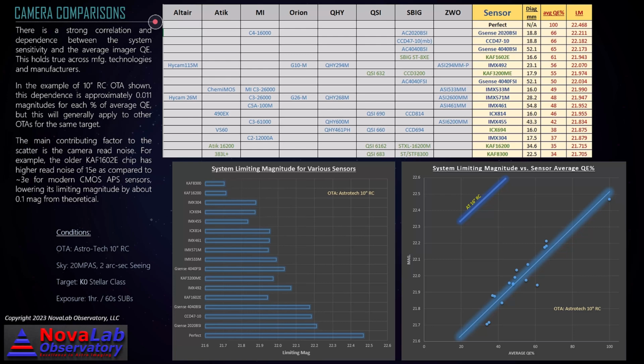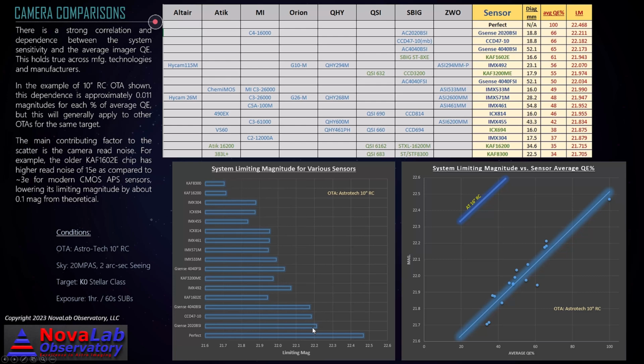So if you look at the bar chart of all these sensors, you can actually see where the perfect is. You can see your GSENSE over here at 22 magnitudes. And this is, of course, for the Astro-Tech 10-inch RC OTA. Not ideal, this is the actual real OTA. So you will see 22 over here, and the KAF 8300 is 21.7. So basically half a magnitude difference in limiting magnitude between these two sensors.